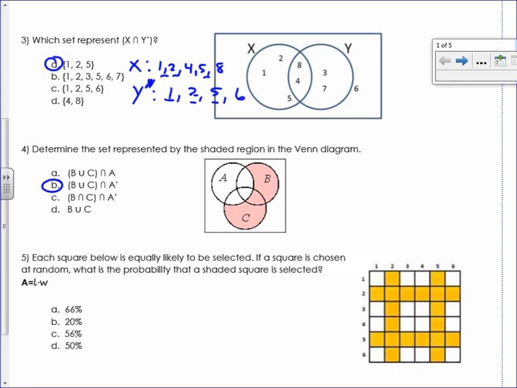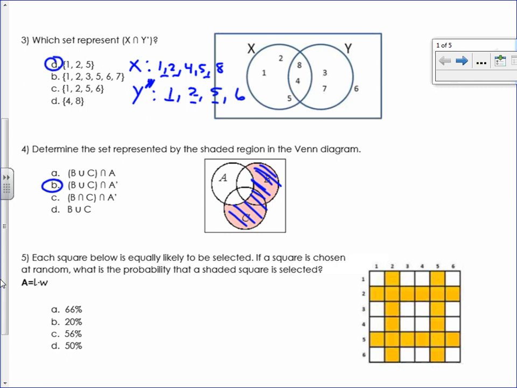First of all, we're looking for the union of B and C. That means all of B and all of C. That's the first part. Then it says not A, so we're going to take out A. We can't have any of A. So that only leaves that region right there. In words, that would be B or C, but not A.